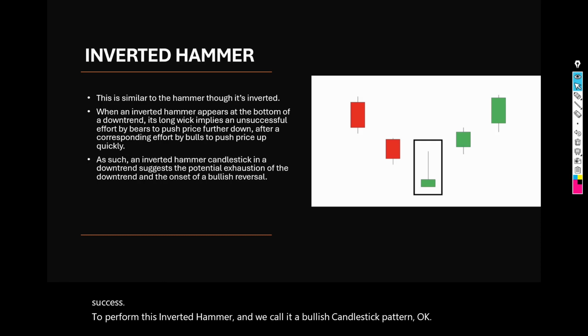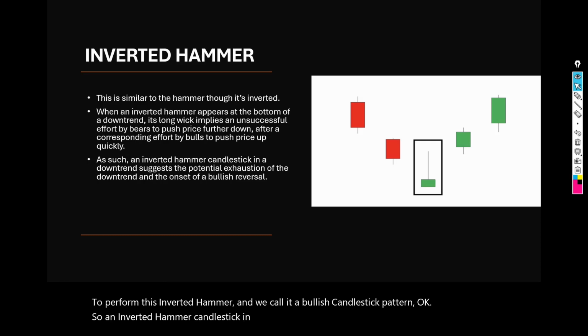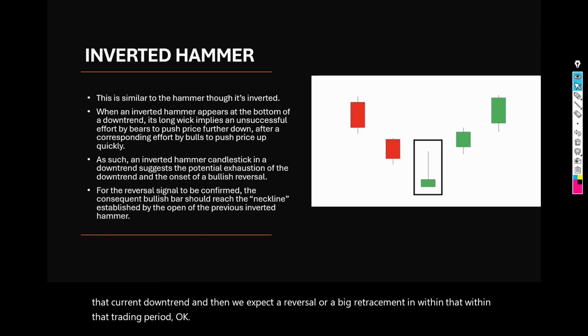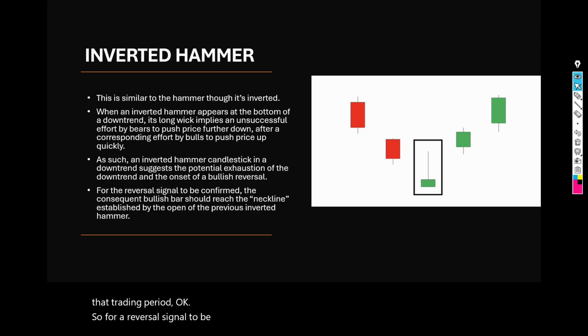So an inverted hammer candlestick in a downtrend suggests a potential exhaustion of that current downtrend, and then we expect a reversal or a big retracement within that trading period. Okay. So for a reversal signal to be completed, the consequent bullish bar should reach the neckline established by the open of the previous inverted hammer.